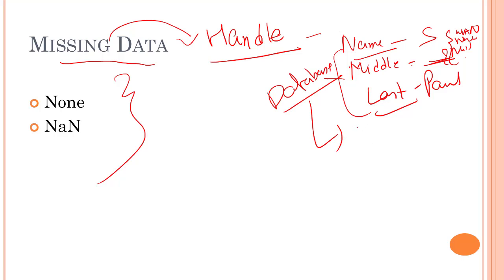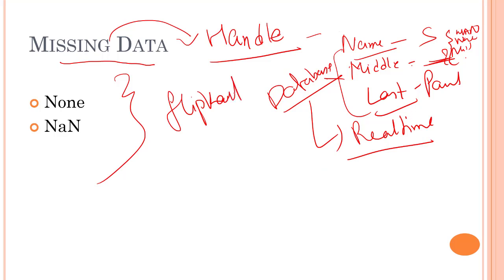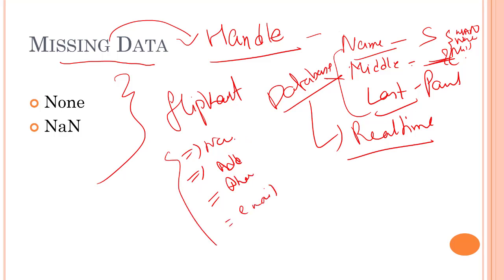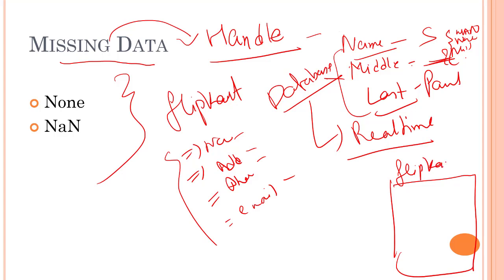Take a real-time scenario to understand missing data. Suppose you want to purchase something on an online portal, say Flipkart. They will ask for some details, right? Like your name, your address, your phone number, and your email ID. We won't always provide everything, right? So take this as your Flipkart database.